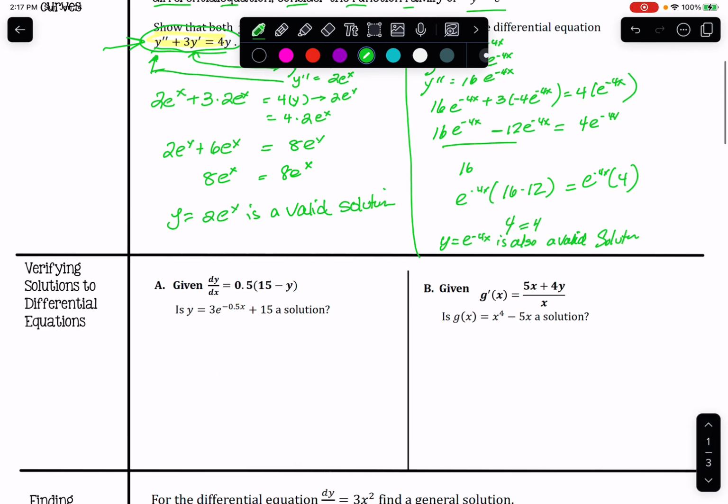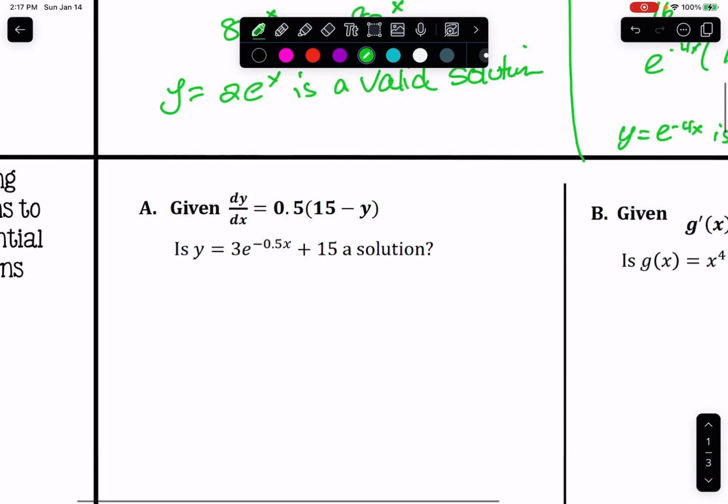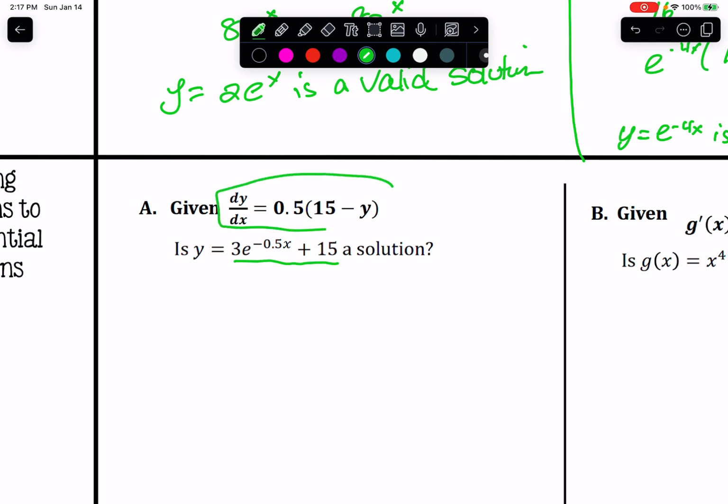All right, so we're going to just practice a few of these. We have, is this a solution to this differential equation? So we need the first derivative right here, and then that's all we need.